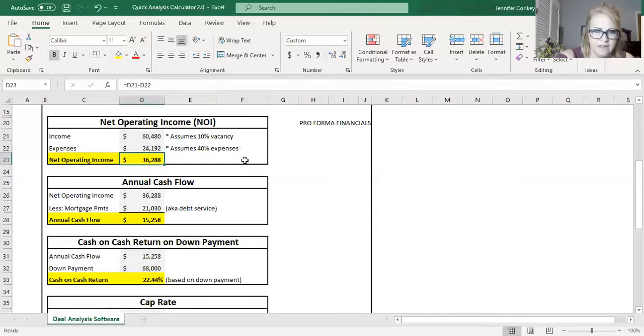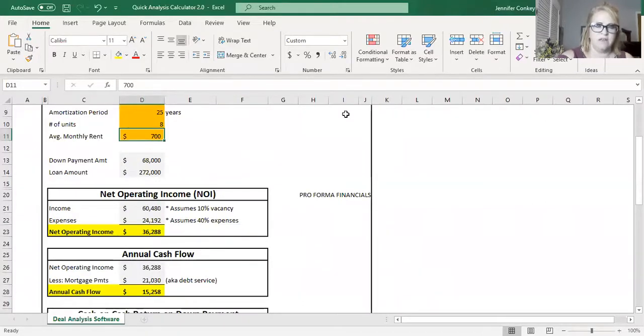All right, so I want you guys to watch this number right here. So watch the net operating income. As you change the average monthly rent, let's say that you were going to do some improvements, you were going to be able to raise the rent to $775 a month and 8 units. When I hit enter, watch what happens to that net operating income. From 36,000 to 40,000. Okay, so raising the rents increases the net operating income. I'm going to put it back. All right, I just want you guys to understand the relationships between some of the different numbers.